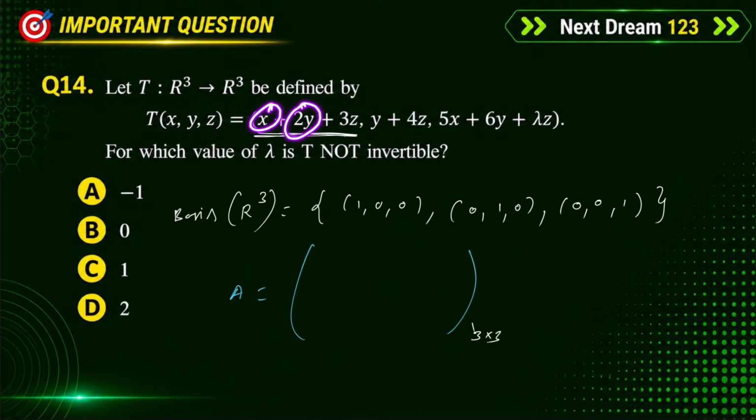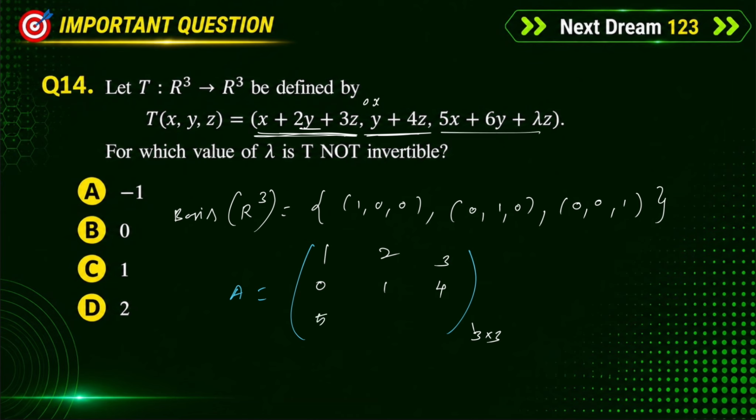Here it is x plus 2y plus 3z. Just take the coefficients. The x coefficient is 1, the y coefficient is 2, the z coefficient is 3. That is our first row. In the next row there is no x, so you just write 0x. Then 0, here 1, this is 4. I hope this is clear.